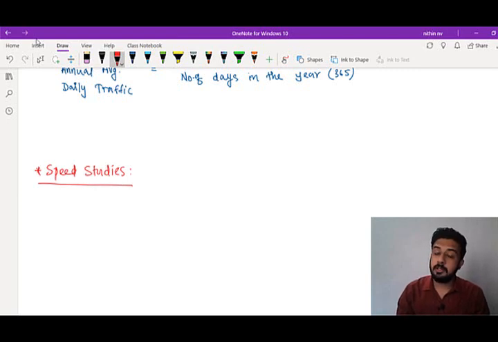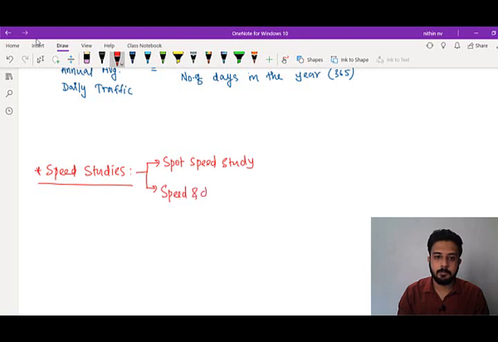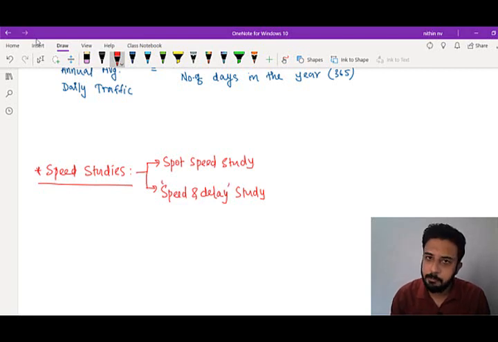There are two different types of speed studies actually. If we are simply classifying, the first type of speed study is spot speed study. The second one is speed and delay study. So what is the main difference between the first type of study and the second type of study? In the second one, we are considering the delay of vehicles also.